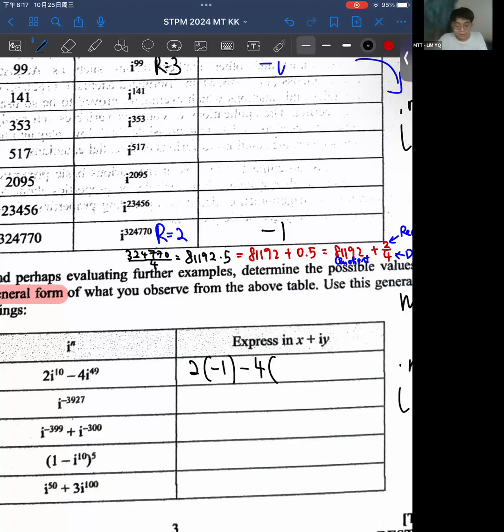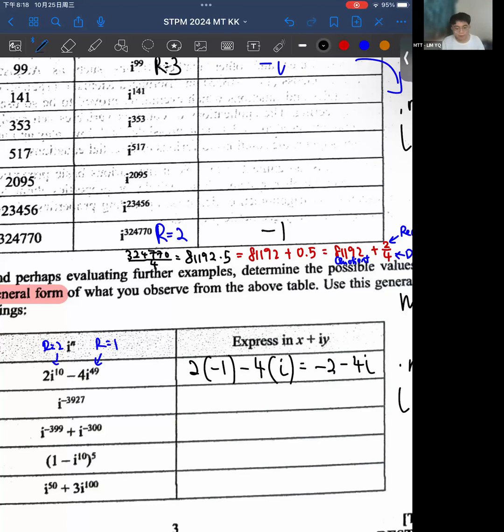Okay, 49 divided by 4 is 12.25. Actually, you look at the decimal, you can already know that .25 means 1/4. So the remainder is 1, which will give you i. You know why? This one remainder is 2. This one remainder is 1. Now equal to -2 minus 4i is the answer already. Give it in a plus bi form.